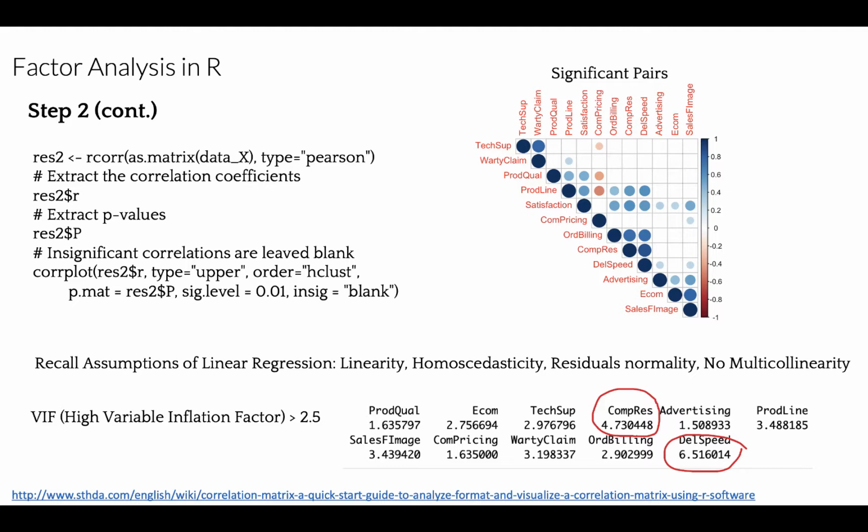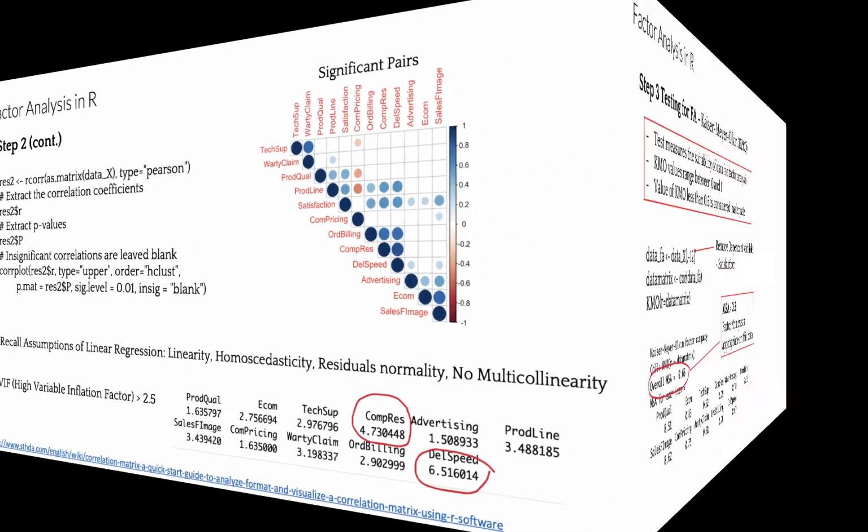However, if we were to run a multiple linear regression on this data, we would violate the assumption of not having any multicollinearity. Remember the several assumptions that we reviewed last week for linear regression, such as linearity, homoscedasticity, residual normality, and no multicollinearity. Let's check for multicollinearity via VIF, the variance inflation factor. We notice we have several variables greater than 2.5, which may cause concern.